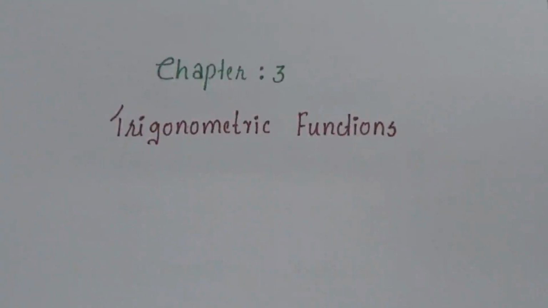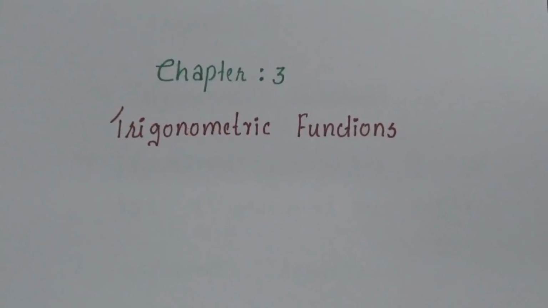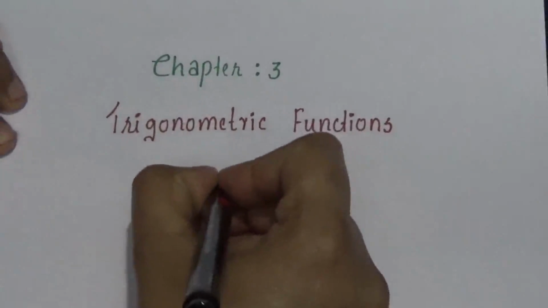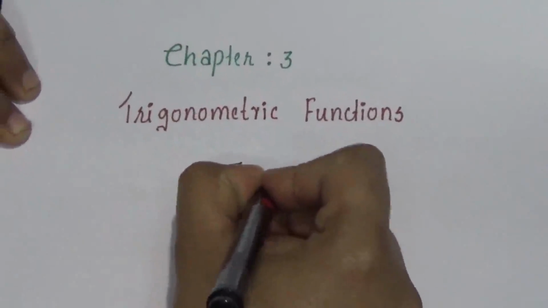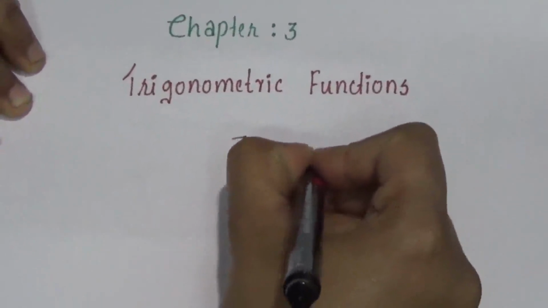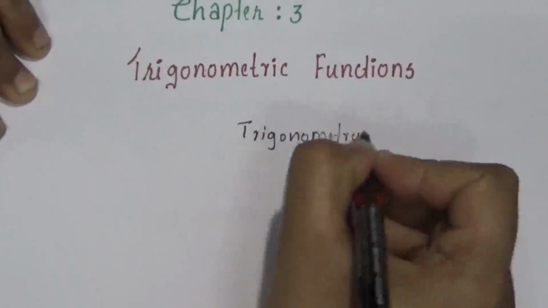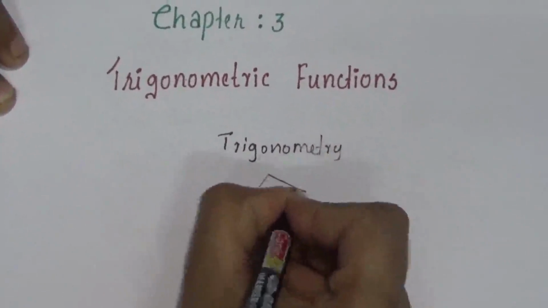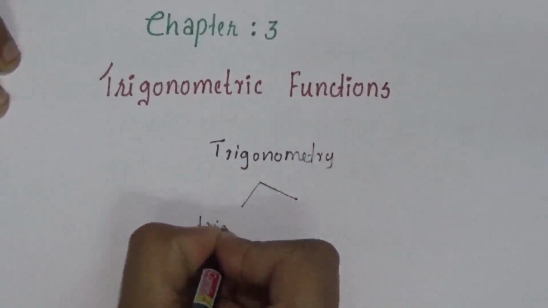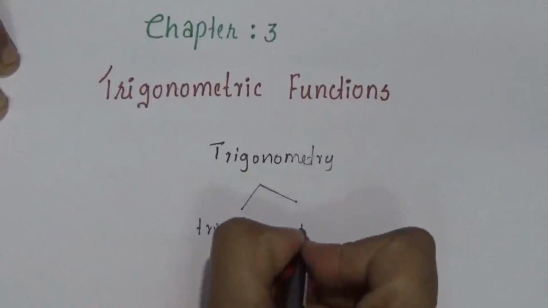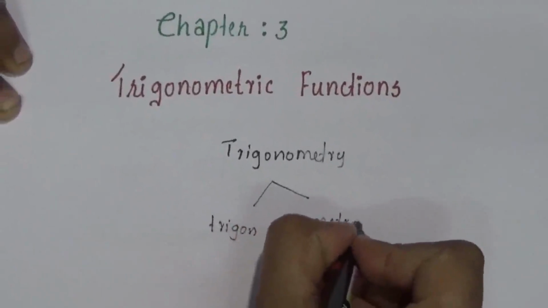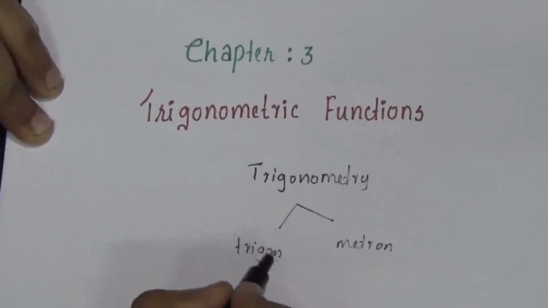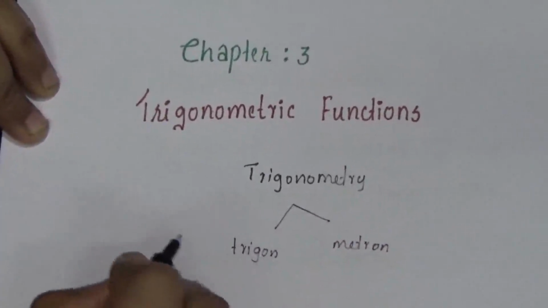Chapter 3, Trigonometric Functions. It's a very important chapter. You know the word trigonometry. What's the meaning of the word trigonometry? The word trigonometry is derived from the Greek words trigon and metron, which means measuring the sides of a triangle.